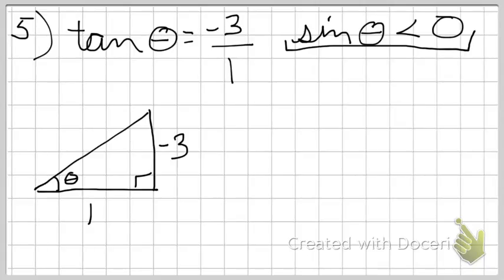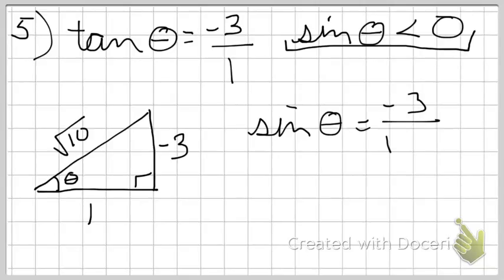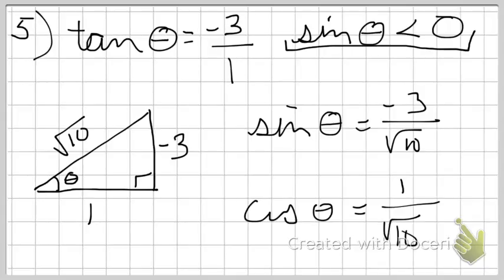Here, the hypotenuse, 3 squared plus 1 squared, the square root of that is the square root of 10. And the sine of angle theta then is negative 3 over the square root of 10, and the cosine of theta is equal to 1 over the square root of 10.